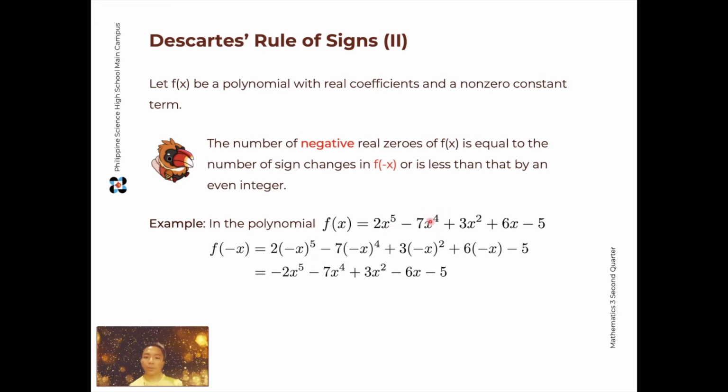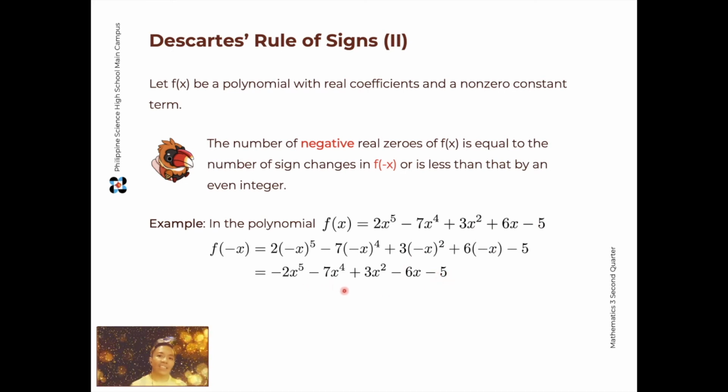Diba? Kasi kung even yung degree, negative x to the fourth, edi x to the fourth lang yan. So, 2x to the fifth, magiging negative 2x to the fifth. Negative 7x to the fourth, no change. 3x squared, no change. 6x, negative 6x na siya. Negative 5, no change. This is f of negative x.